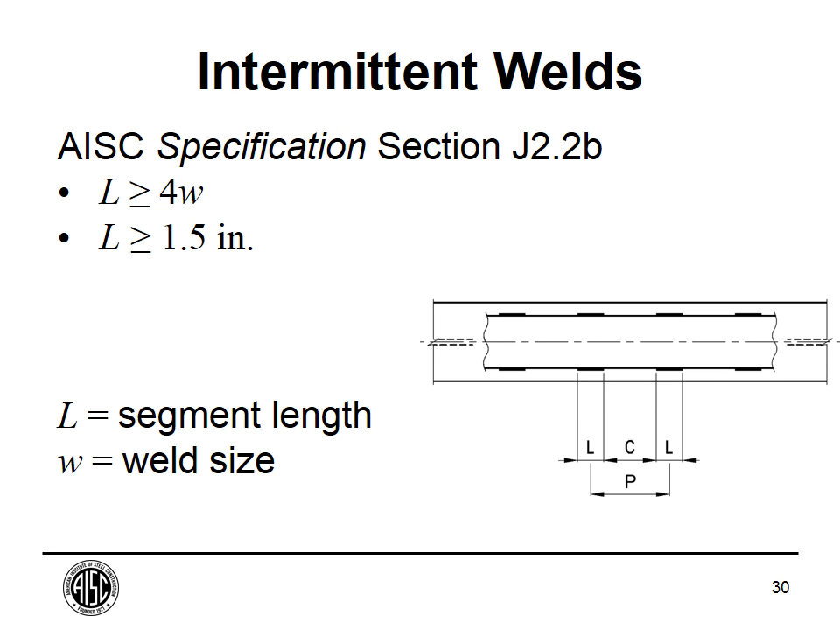So in Chapter J, there are a couple of rules that require you to have a certain length of stitch weld. In other words, the actual length of the weld has to be at least 4 times the weld size. It also has to be at least 1.5 inches. And the reason for that is because it just allows you to get a good weld.